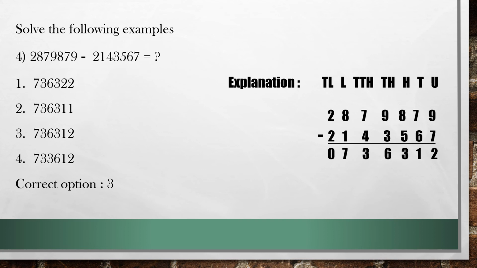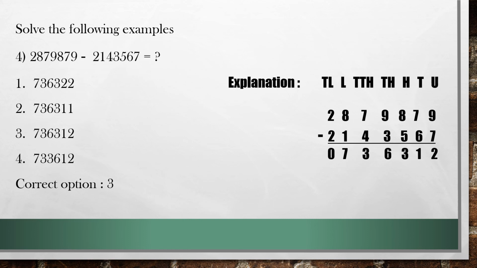Now I have 9 minus 7. Can we do that? Yes. So I get 2. You don't have to borrow anything. Next, 7 minus 6, 1. 8 minus 5 is 3. 9 minus 3 is 6. 7 minus 4 is 3. 8 minus 1 is 7. 2 minus 2 is 0.